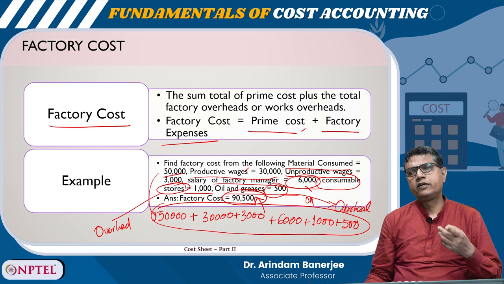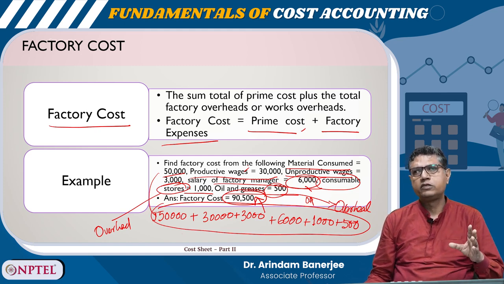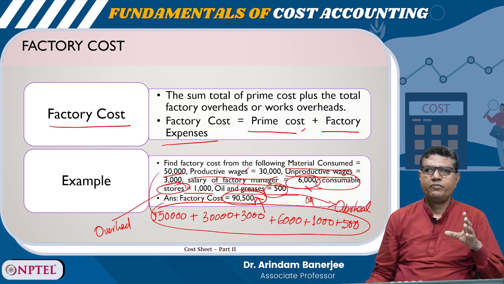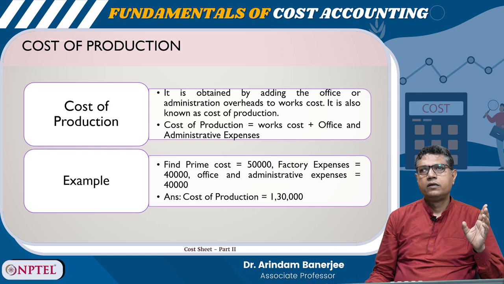Okay. So, factory cost is the sum of prime cost and factory expenses. Prime cost is the sum of direct material plus direct labor plus direct expenses, and factory expenses are all factory overheads.